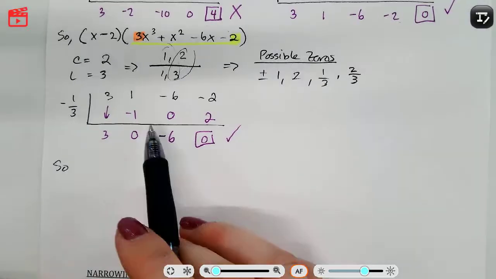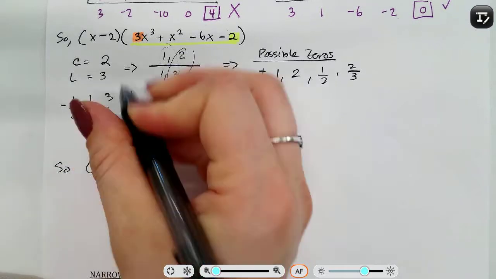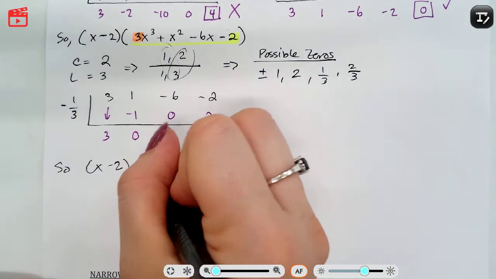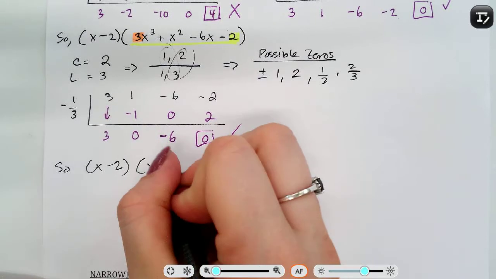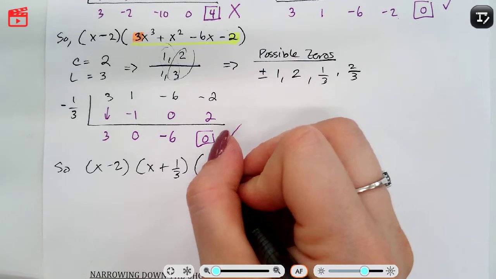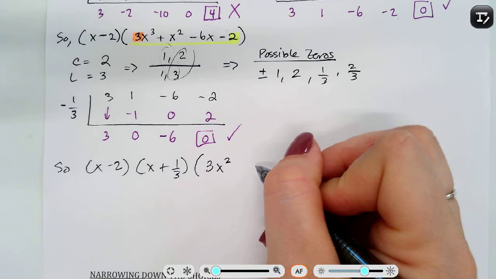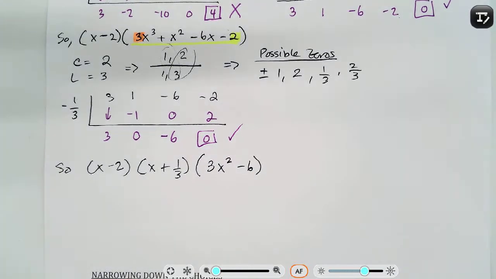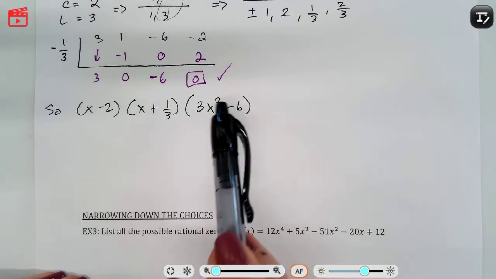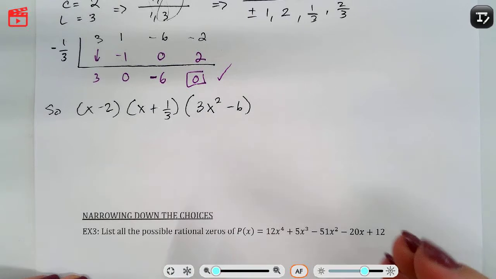We've managed to find out that negative 1/3 was a 0, which means that this factors into, still bringing down that x minus 2, x plus my new factor, the 1/3, times my leftover factor, which is going to be 3x squared plus 0x minus 6. We could try to find the possible zeros for this new factor, or we could ask ourselves, can I factor this? Yeah, I know how to factor that.